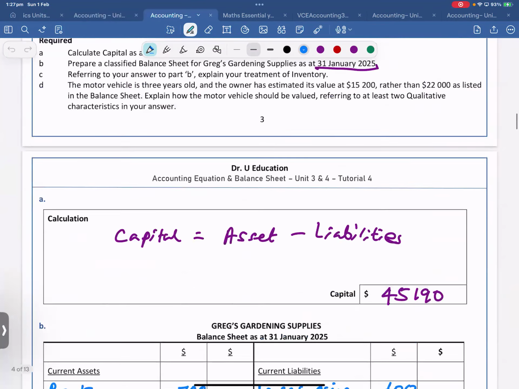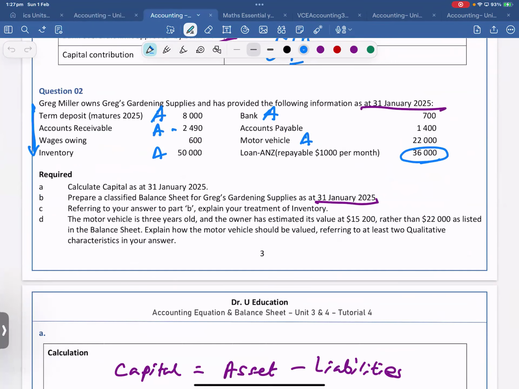Right. Then part C. Referring to answer to part B, explain your treatment of inventory. What's our treatment for inventory? Yeah. Did we treat anything? Did we give any medical treatment? No, it's accounting treatment, yes.